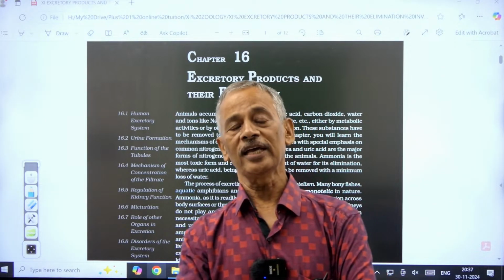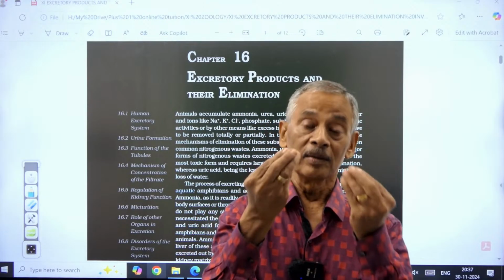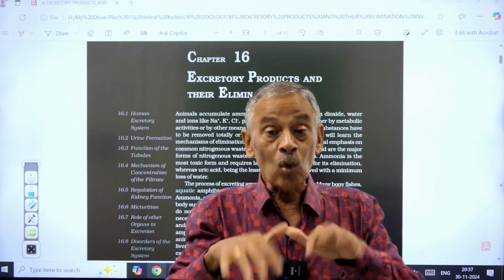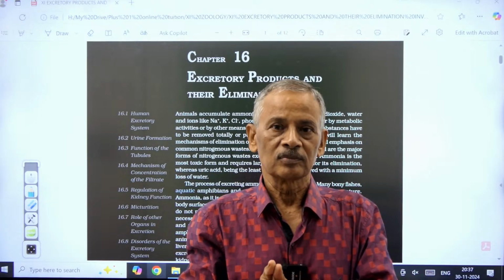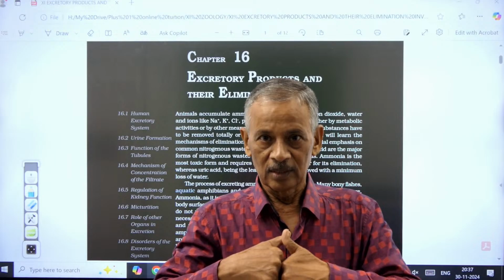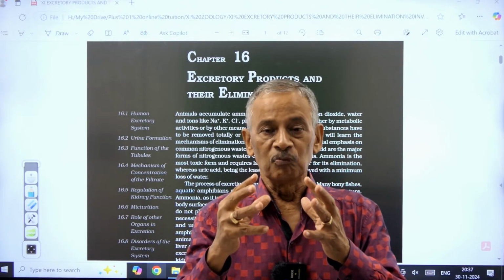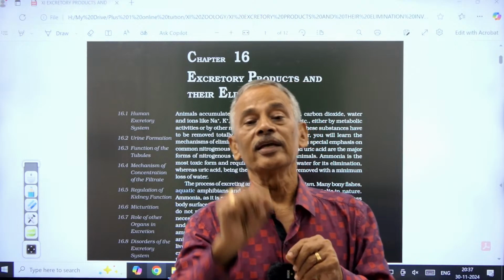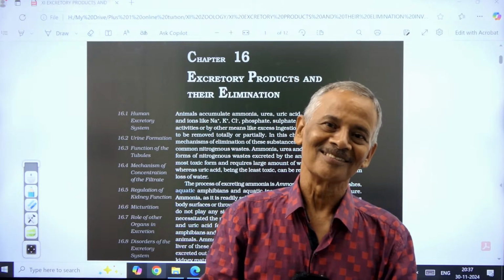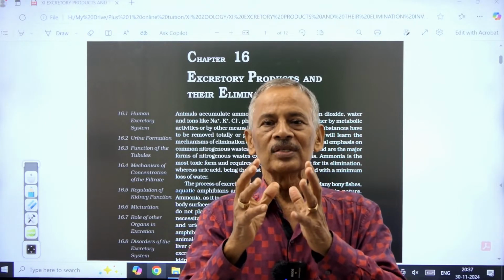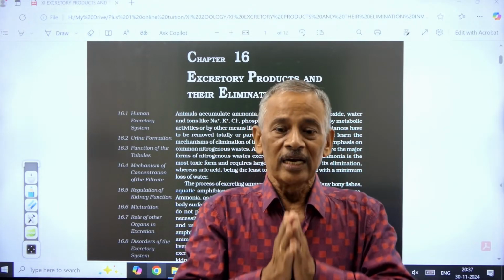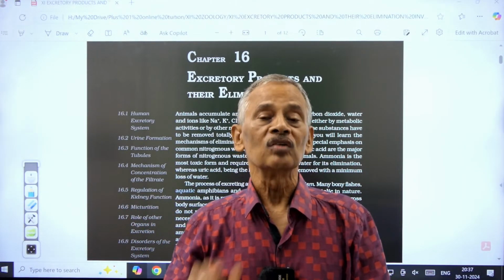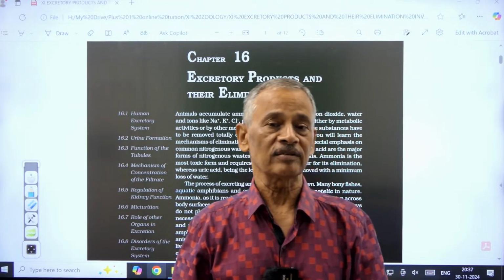So we have studied that we get energy for doing our body activities by the oxidation of food materials. For that, we take food. Food is the raw material which is oxidized, and for this oxidation, we take oxygen through breathing. And these nutrients and oxygen are taken to all cells of the body through the circulatory system. That's the main function of circulation, transportation of materials.